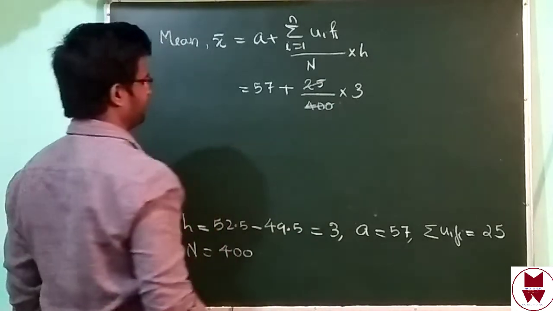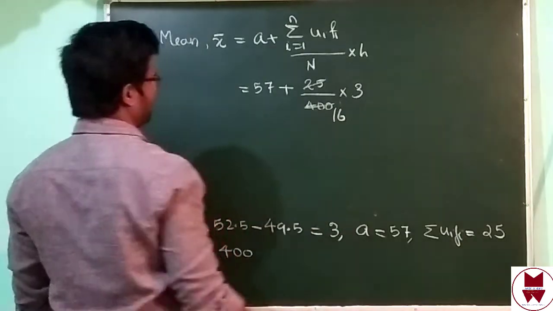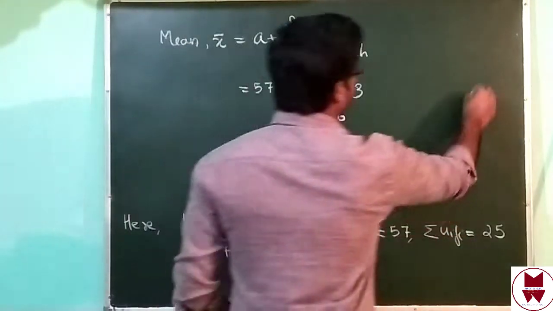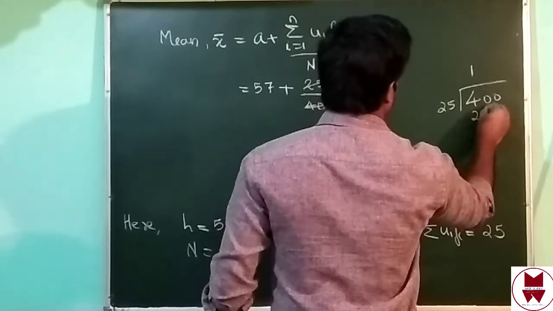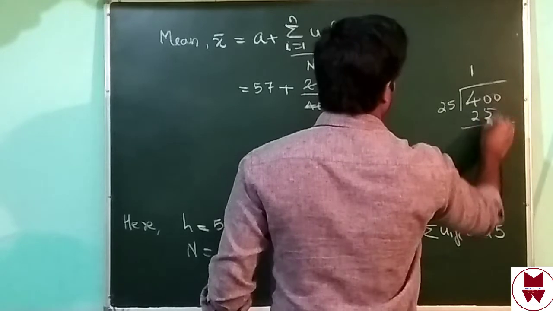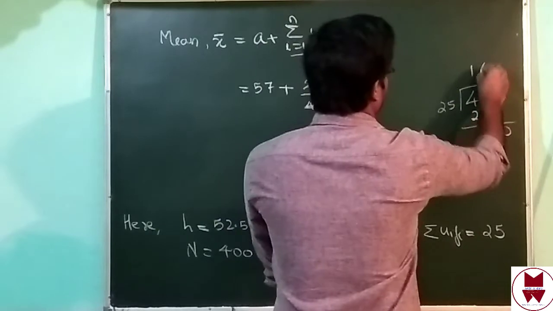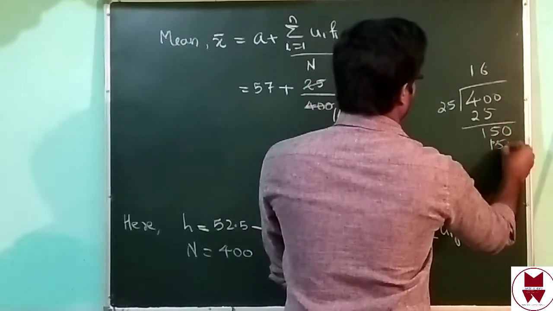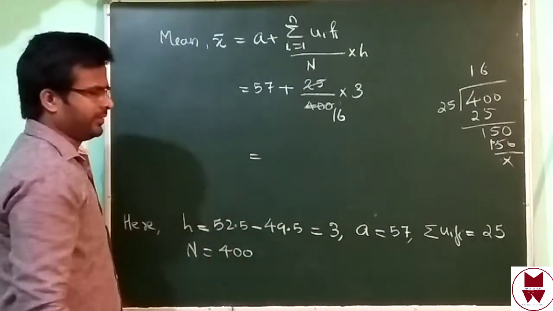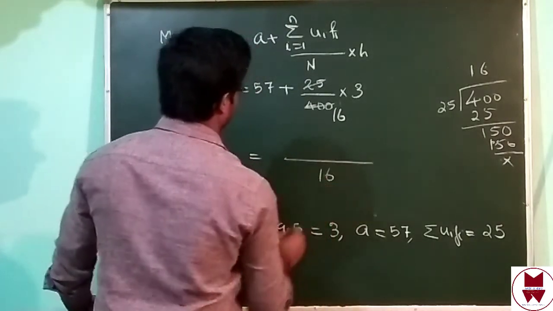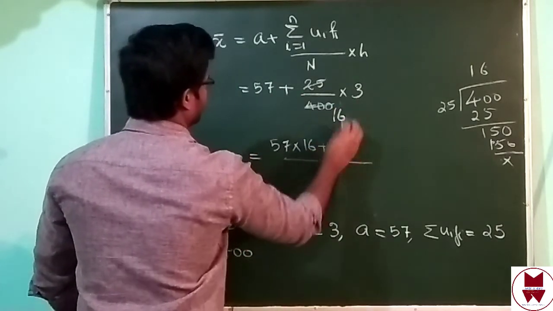Here, this will cancel. In 400, how many times 25? If you divide, you will get 16. Check it. 400, 25. 1 time 25, then 5, then here remaining 3. In 150, 6 into 25, you will get 150. That means 16. Then take LCM. What will be the LCM? LCM will be 16. Then 57 into 16 plus the remaining 3 only.